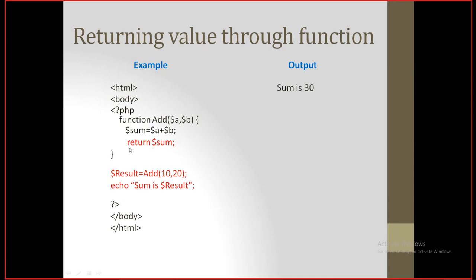If we want to return, we can simply use the return keyword, mention the variable whose value we want to return, and definitely we will have to put a variable in which the returned value will be accommodated, and then we are going to print it, right? So a simple example for returning a value from a function.